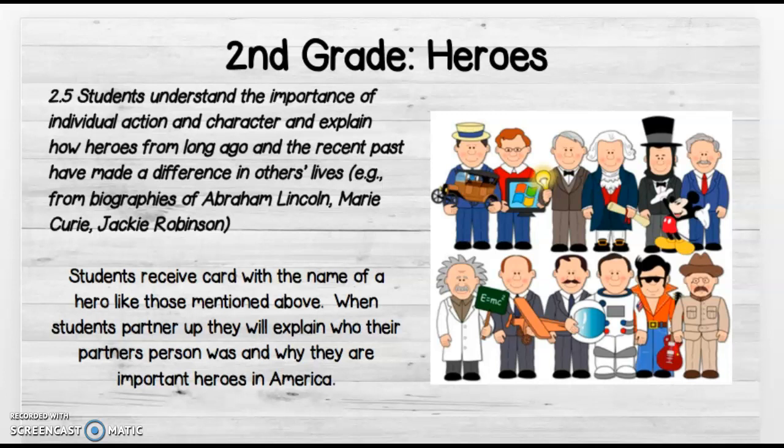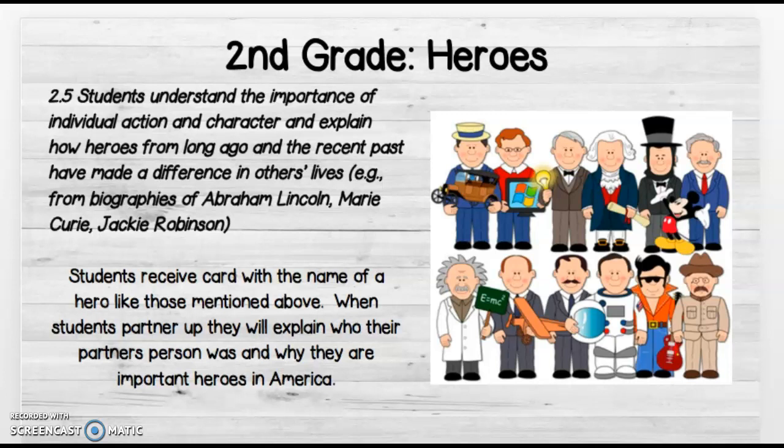If we were to do this activity with second grade, we could do so with a standard like 2.5. Students understand the importance of individual action and character and explain how heroes from long ago and the recent past have made a difference in others' lives. So for this kind of standard, we would have students receive a card with the name of a hero such as Abraham Lincoln, Marie Curie, Jackie Robinson, Albert Einstein, the list goes on and on. When students partner up, they will explain who their partner's person was and why they are important heroes in America.